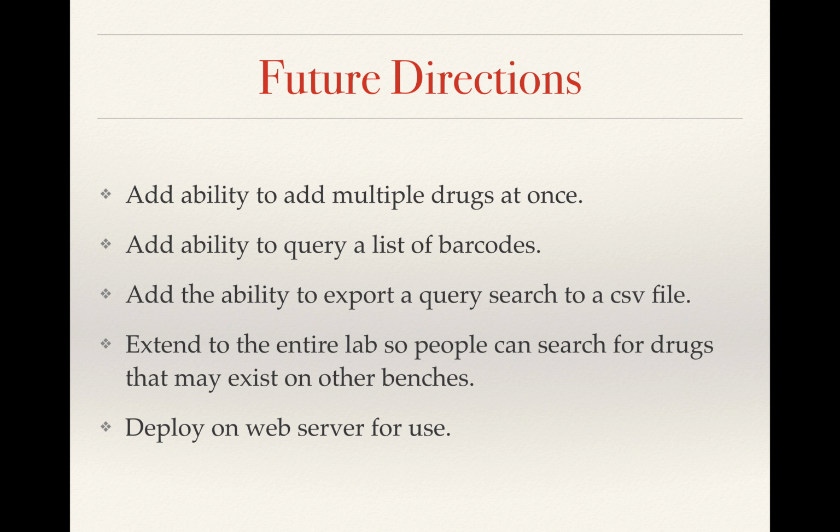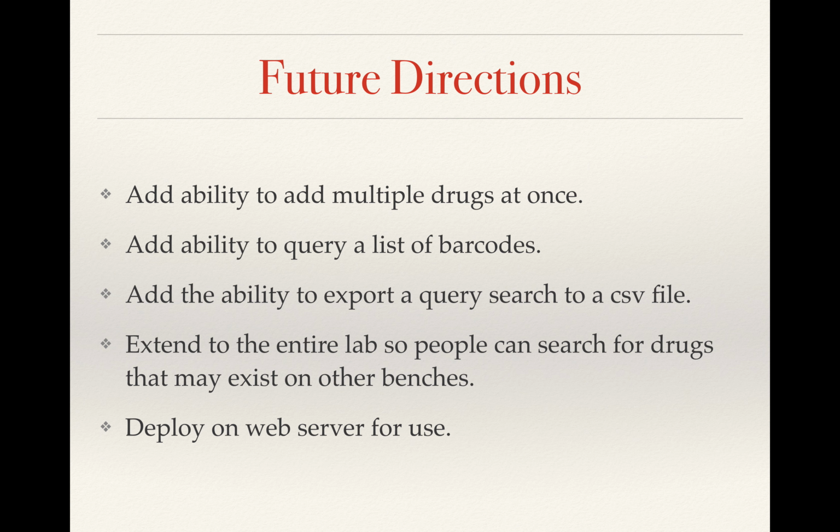In addition, I'd like the ability to query a list of barcodes and return those results. I do have that on another branch, but it's not quite prime time yet, but I'm still working on it. I'd like to add the ability to export a query to a CSV file. That's actually possible using Django Tables 2. I just haven't figured out how to do that yet.